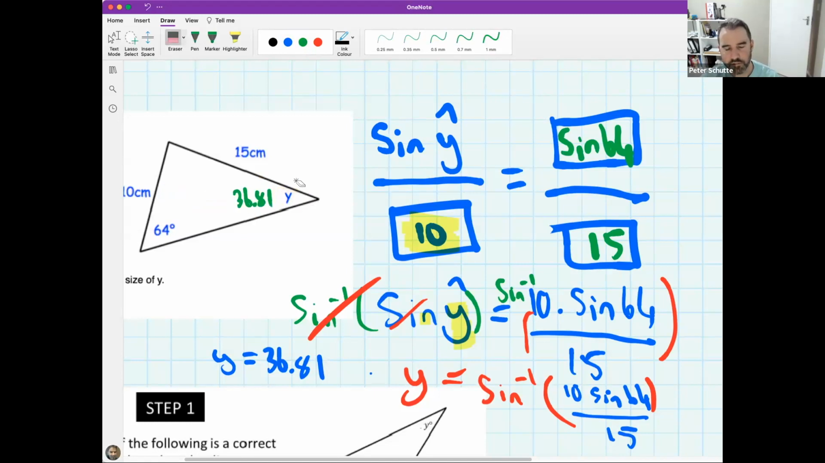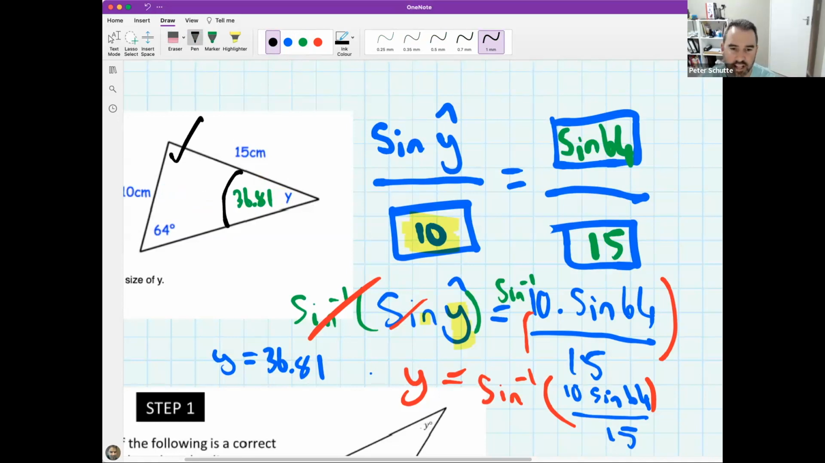And what's so wonderful about this tool is that once you found out what that angle is, if you wanted to, you could easily find out that angle too. Okay, and so that's what I call applying the sine rule to find unknown angles.